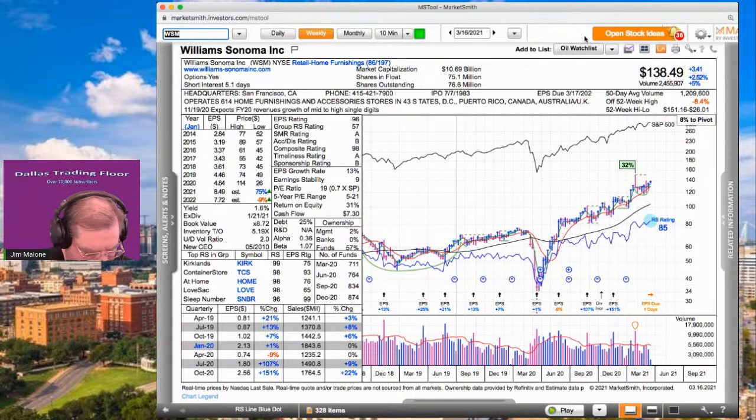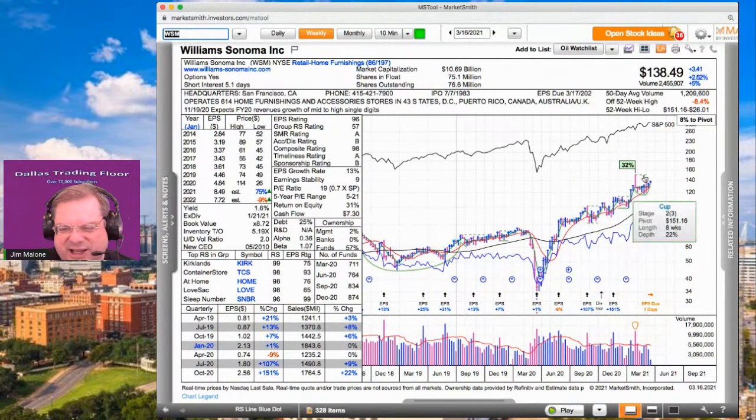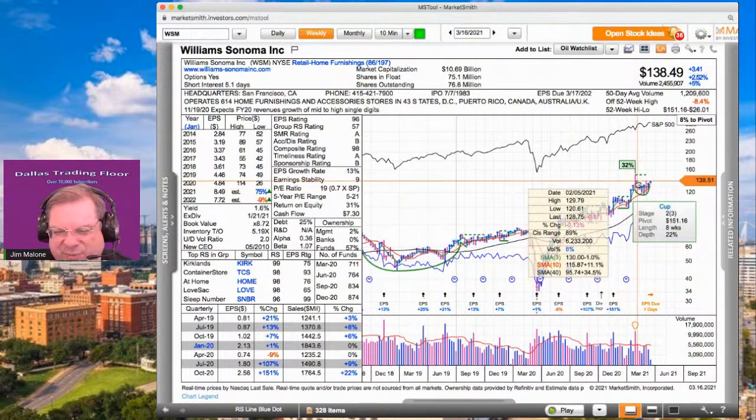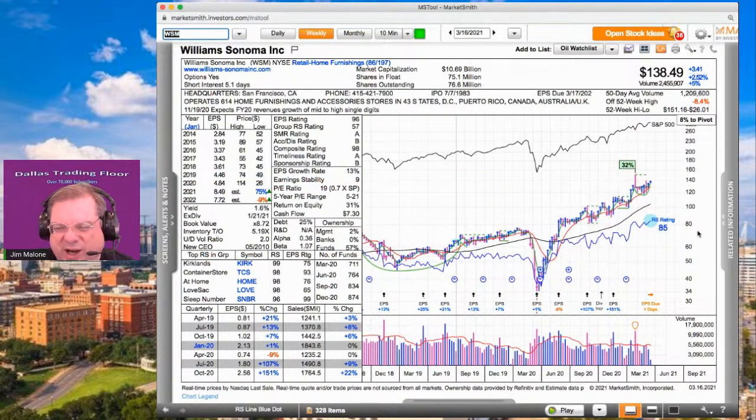So this is one of the ones I would recommend. Possibly not buy it today, but Williams-Sonoma, because this one is breaking out, and it has formed this cup. 151 is the buy point, but really the real buy point is about 138.50. So we're right at the buy point on this one. But don't buy this today. This is basically a Thursday buy on this one. But this is the one I think you want to look at right now.